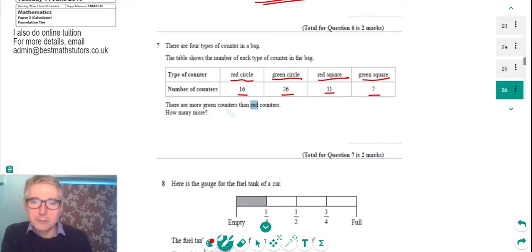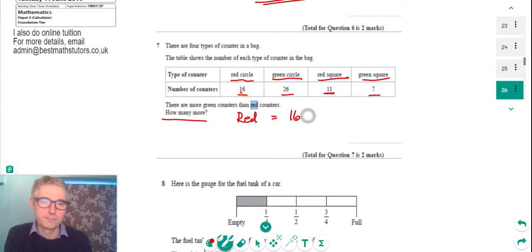So how many more green counters than red counters are there? So it says there are more green counters than red counters, so how many more? So we need to add this up, so we can see that for the red, what we've got is 16 plus the 11. So we could do that in columns if we want. 16 plus 11 is going to be 27.